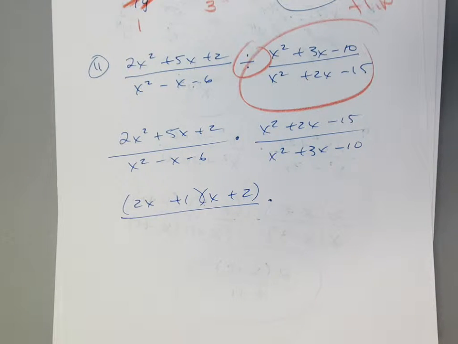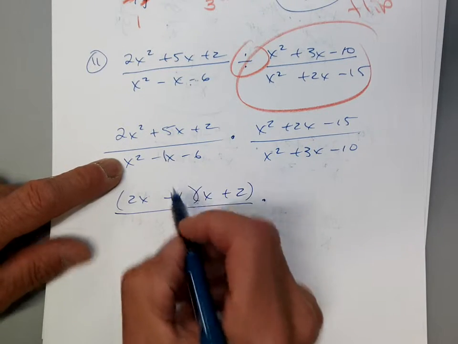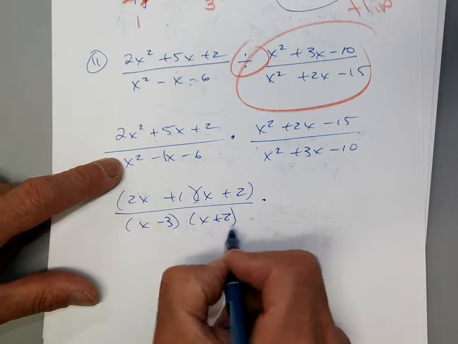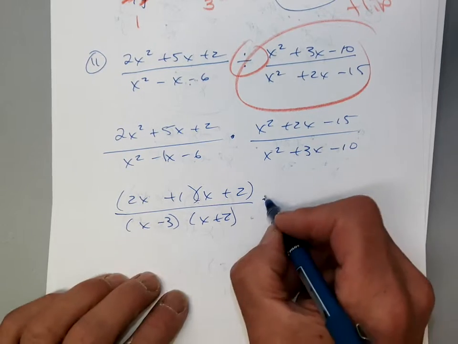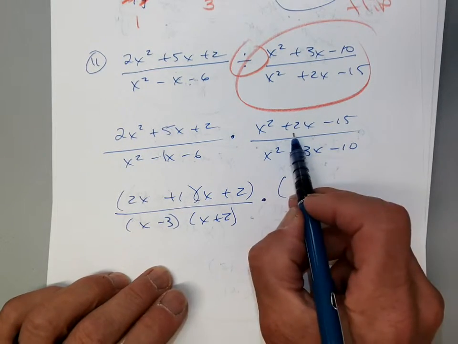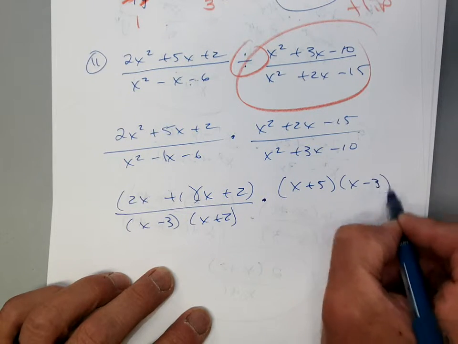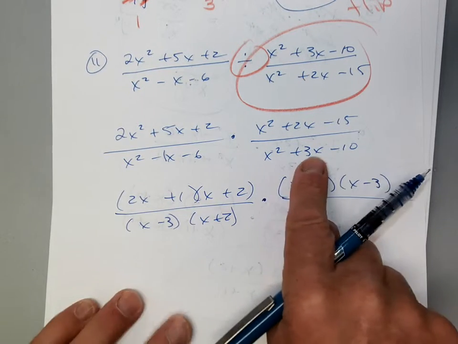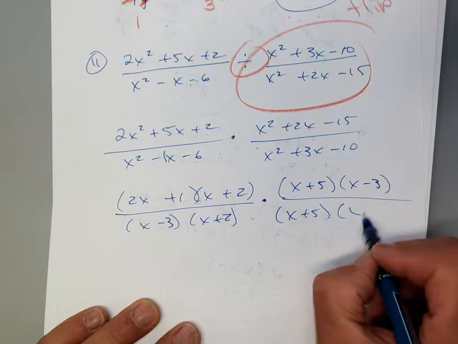So I'm going to factor, factor, factor. Then I'm going to have fun and cancel, cancel, cancel. Okay, Olivia? So let's factor x squared minus x minus 6 into an x minus 3 times an x plus 2, okay? And I can already see something I can cancel, right? Times x squared plus 2x minus 15, which factors into an x plus 5 and an x minus 3, right? And then x squared plus 3x minus 10 factors into an x plus 5 and an x minus 2, right?